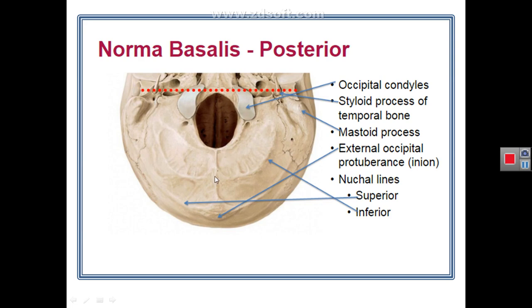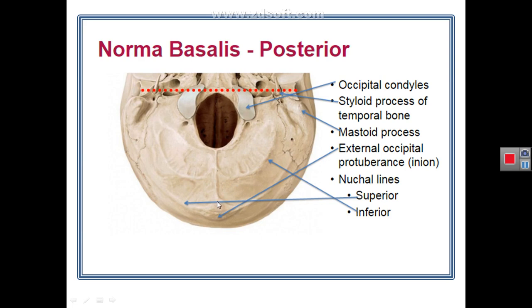This is the external occipital protuberance, and this is the superior nuchal line. Above it is the norma occipitalis. Below the superior nuchal line is the norma basalis.